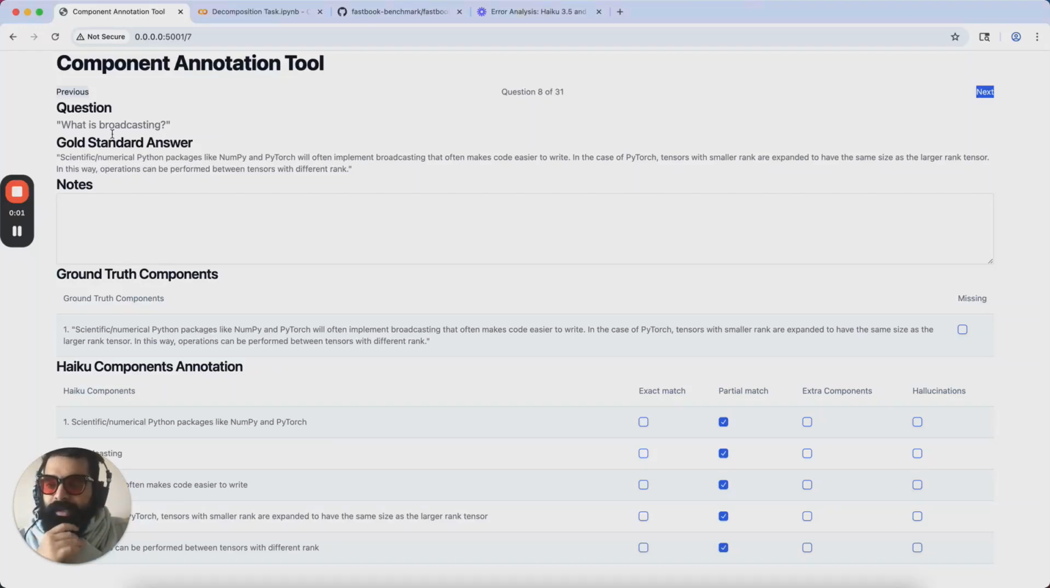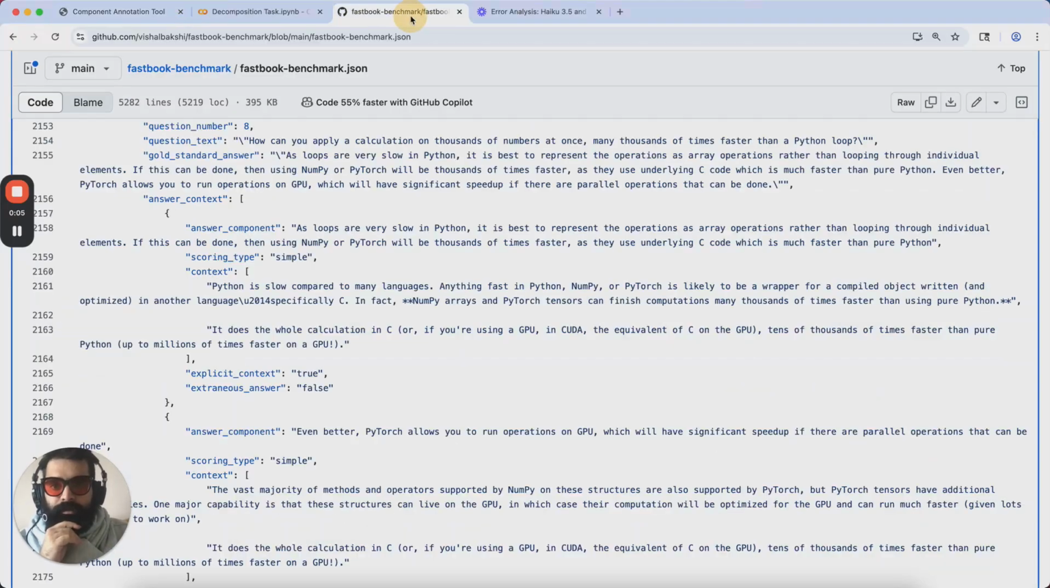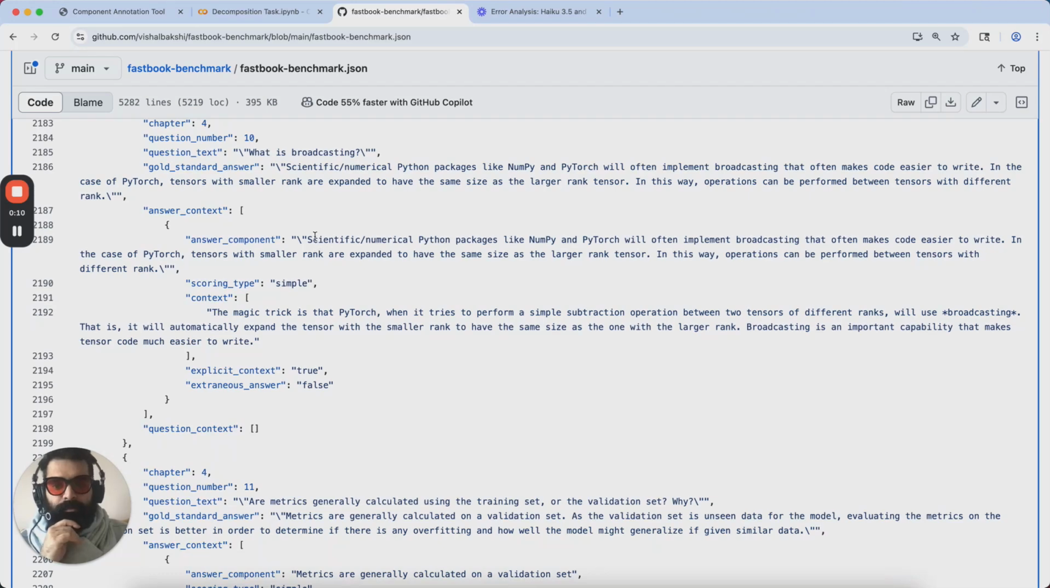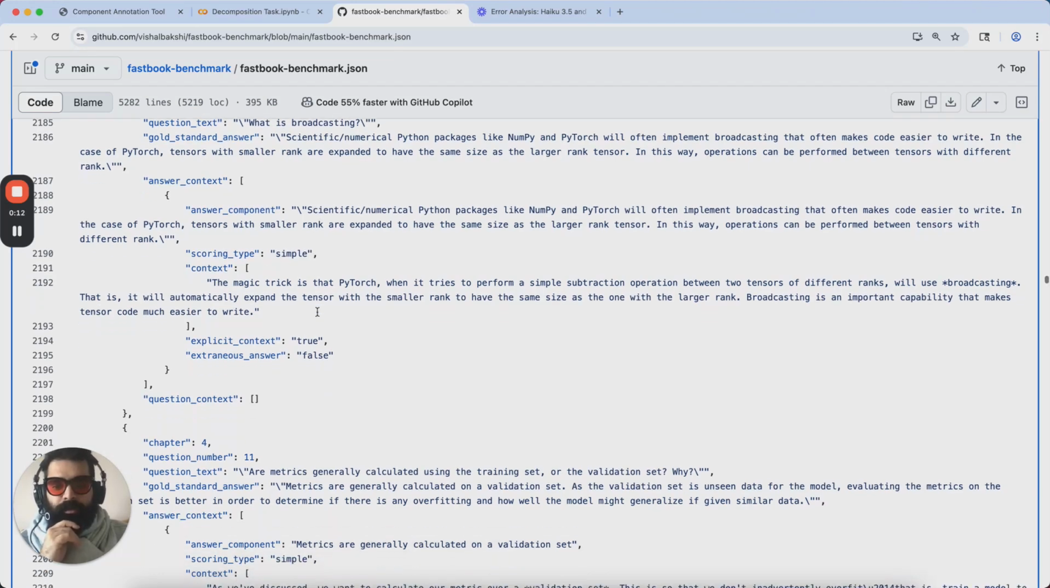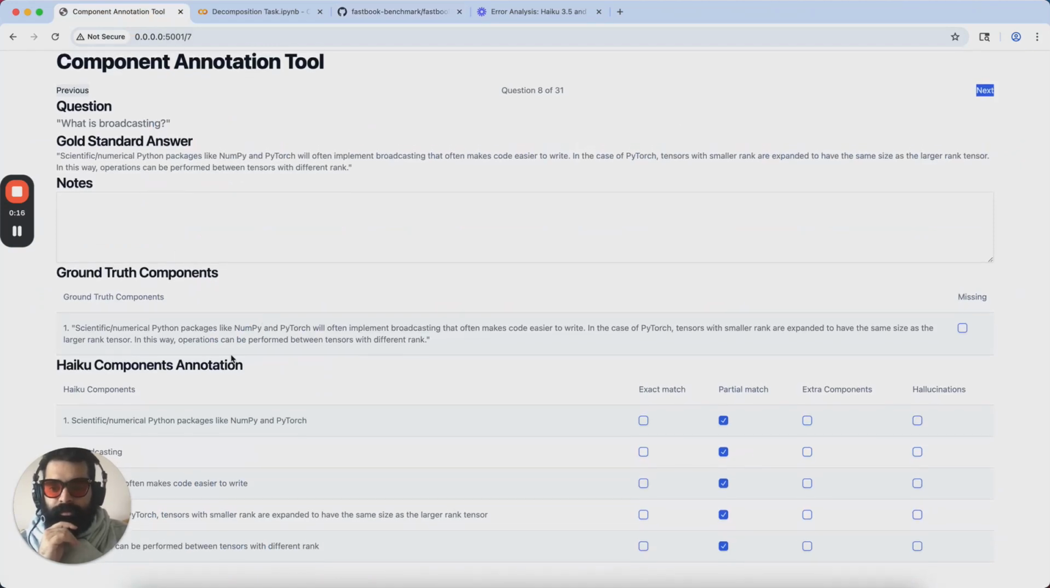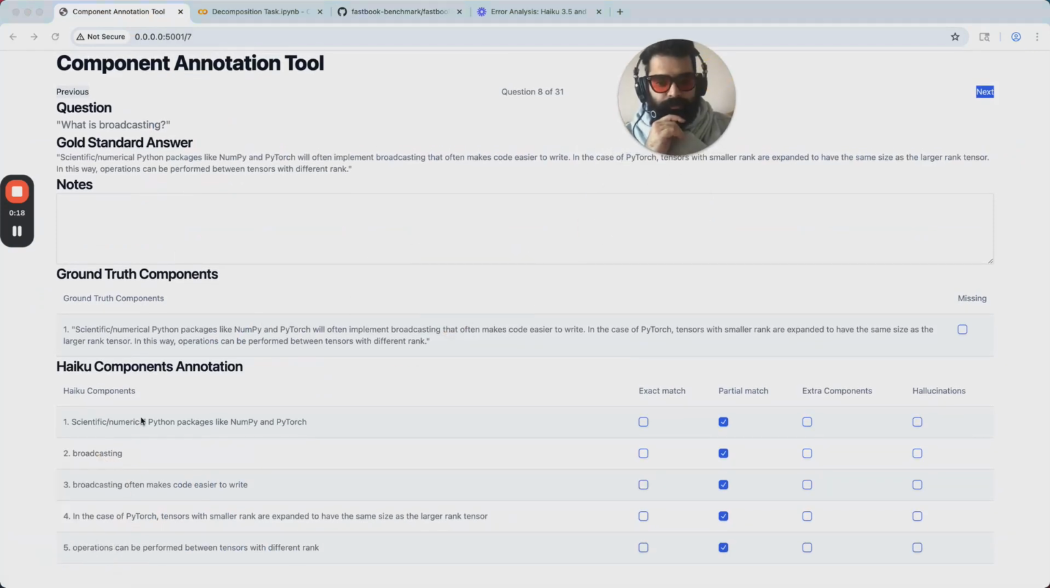So for question number 8, we have what is broadcasting? And if we go down here, what is broadcasting? One answer component and one relevant context. So I have one component here. Haiku came up with 5.